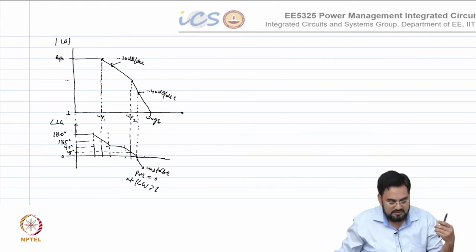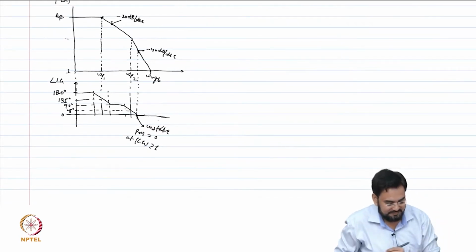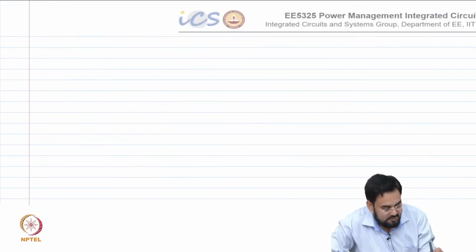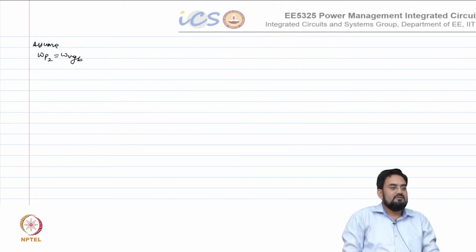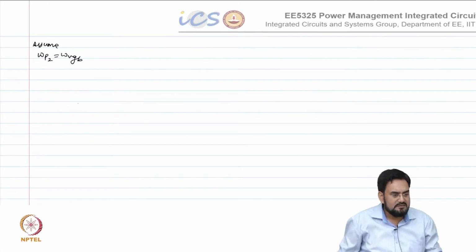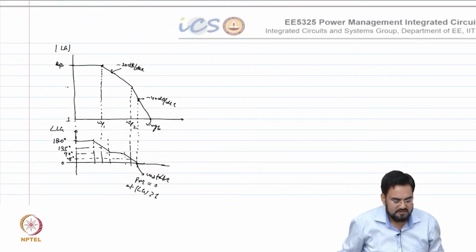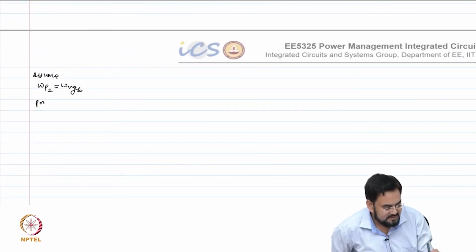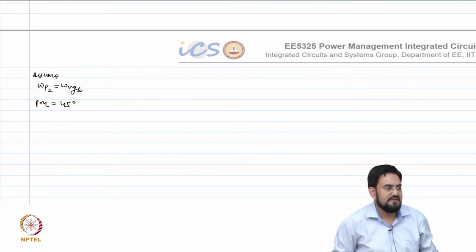So, now let us assume this. Let us take another case. Let us say your omega P2 is at omega UGB, then what would happen? Unstable? How come unstable? 45 degree, yeah. So, your phase margin is 45 degree.